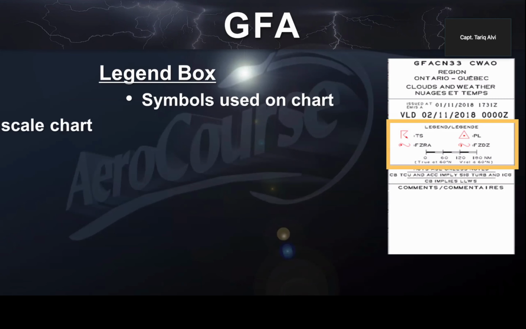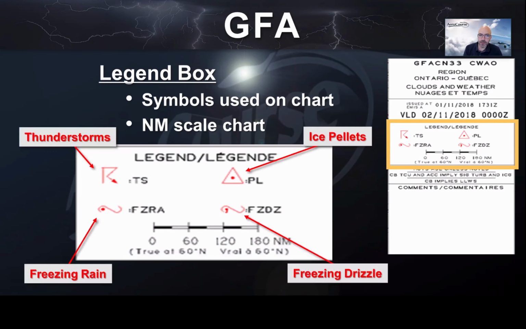All right, the legend box doesn't change. It's always the same thing. It's going to give you an idea of the most hazardous weather that could be depicted on a GFA, and they also give you a little scale at the bottom. I hate to tell you, but you might need that scale.